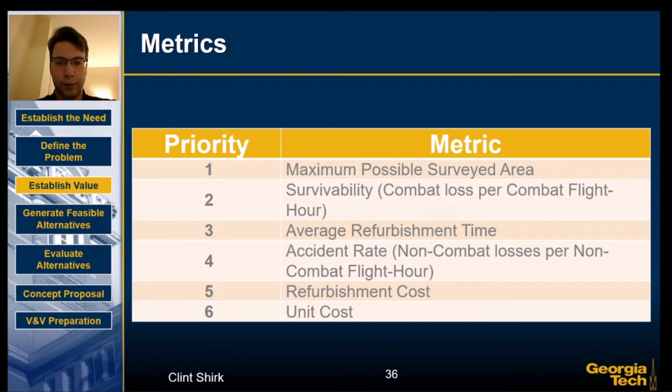So next off, we have priority metrics. Our top priority is maximum possible surveyed area. Second, survivability or combat loss per flight hour. Next is average refurbishment time. And we have accident rate, which is non-combat losses per non-combat flight hour. This would include while flying to and from adversary territory or outside of the dash zone. Next is refurbishment cost and unit cost.